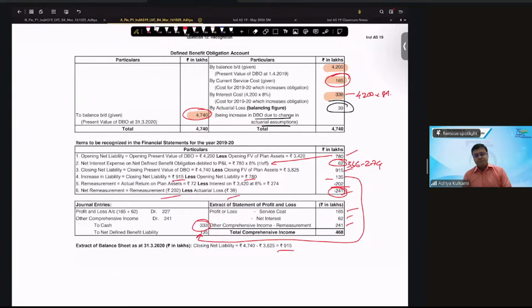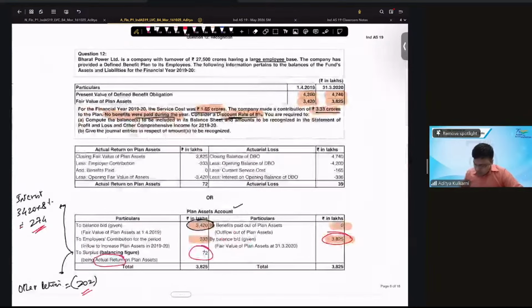All right. So we bifurcated this 72 in the plan assets account, the balancing figure. 3420 into 8% is 274. The balance 202 is the balancing figure. 274 minus 202 gives you 72. So this is a balancing figure from this account. Out of 72, 274 is coming from interest. So you are actually losing on other returns. That's right.